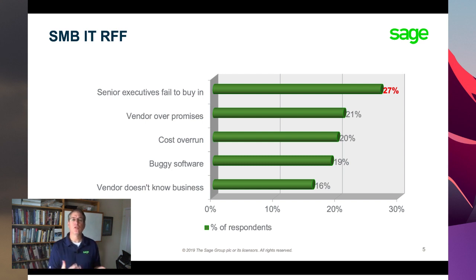Now, by the way, this is a multi-select question, so you could give multiple reasons for the failure of the project on the survey, and there are far more values than just these 5. I'm just showing you the top 5. But you can see that the number one is significantly higher than the second, which is vendor over promises. I mean, if I have a quick guess here, 25-ish, 27% higher than the next one, which is vendor over promises.